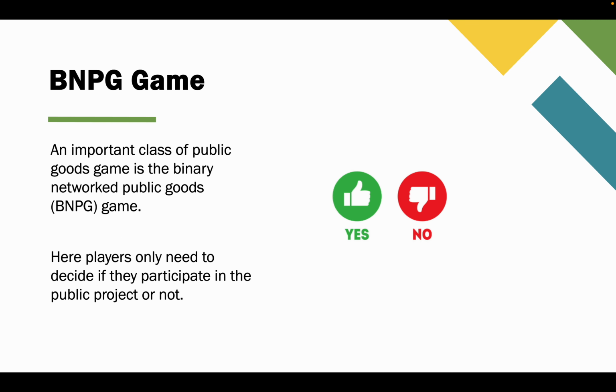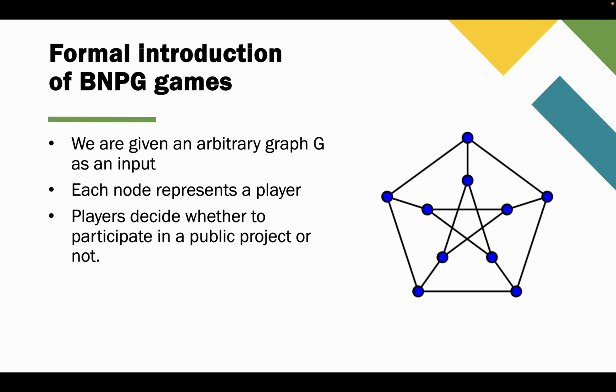Now, an important class of public goods game is the binary network public goods game. So here the players only need to decide if they want to participate in the public project or not. So yes or no. In this talk, it's like one or zero. So formally, BNPG games are defined in this way. We are given an arbitrary graph G as an input, which will be an undirected graph. Each node of this graph will represent a player, and the players need to decide whether they want to participate in the public project or not.